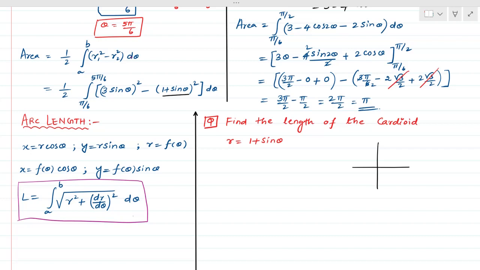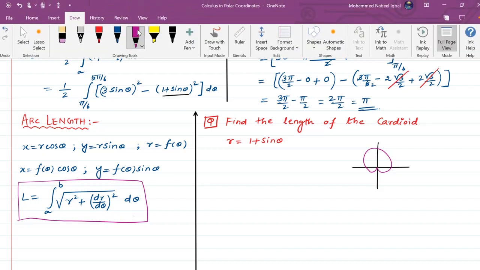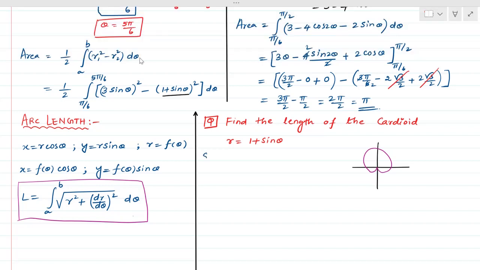So this is our example here. Find the length of the curve. This curve opens toward the positive y-axis. So I want to calculate this length, the length of the arc. How will you calculate that? We have r, and the theta value goes from 0 to 2 pi for the whole curve. So theta starts at 0 and ends at 2 pi. Sometimes it will be given, sometimes it will not be given. From the figure it is understandable, therefore theta lies from 0 to 2 pi.